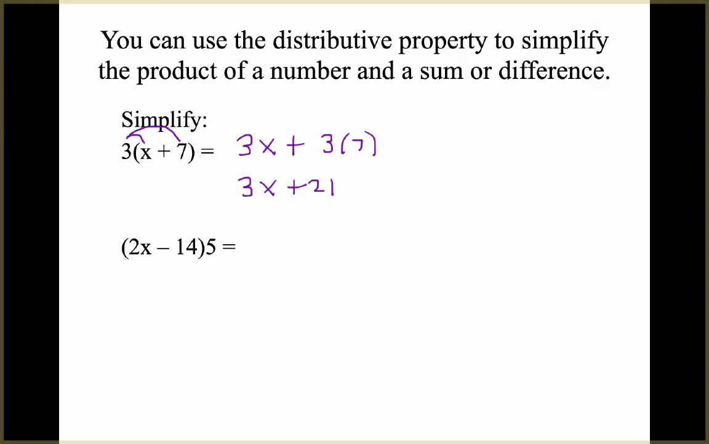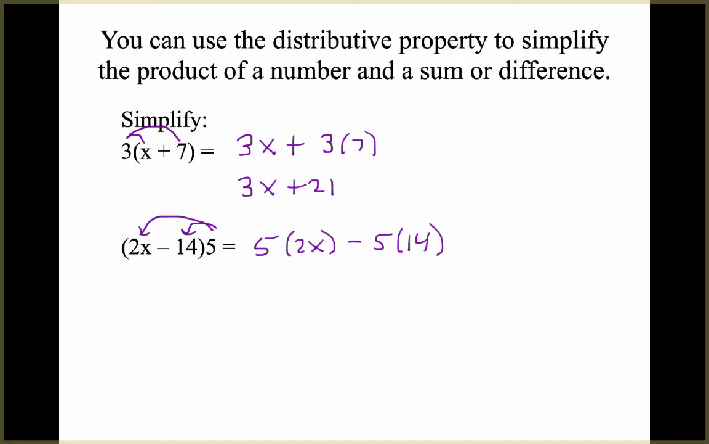And we can also do this in sort of like backwards, if you want to look at it that way. Here we have 2x minus 14 in parentheses multiplied by 5 on the outside. We can bring this in like this. So now we have 5 times 2x minus 5 times 14. And for this assignment we're doing today, and what we're doing throughout this chapter, you need to show us that you're distributing into the parentheses. So we need to see that you do this.